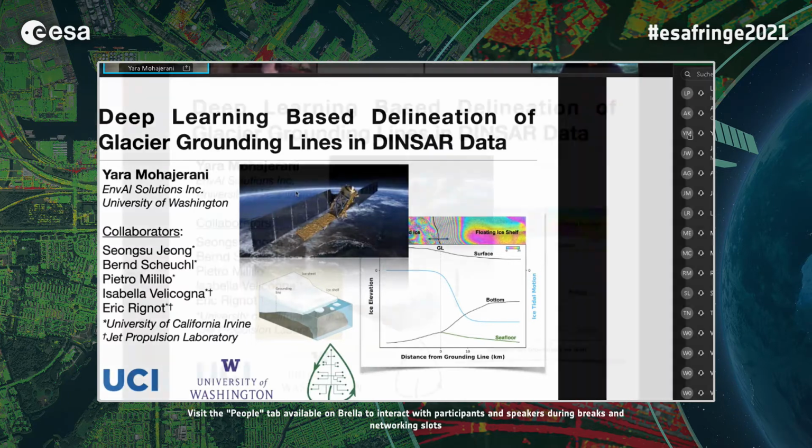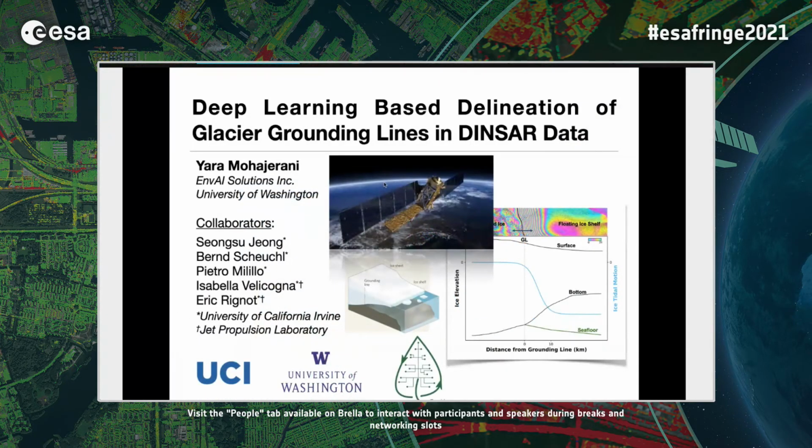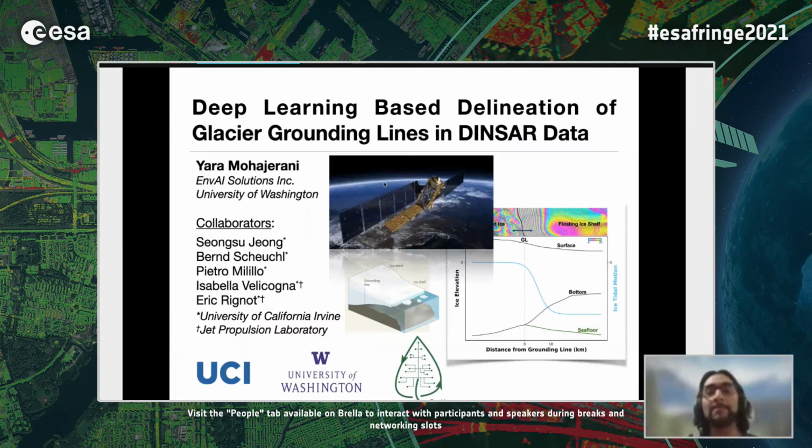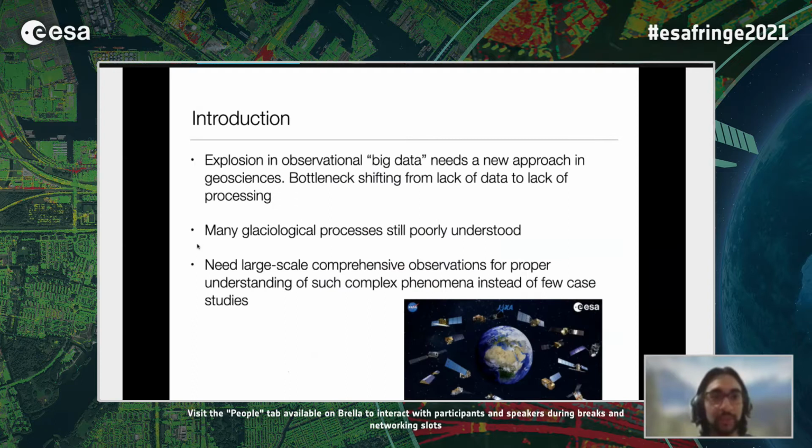So yeah, today I'm going to talk about deep learning and its applications in glaciology and grounding line delineation specifically. And I'd like to acknowledge my co-authors that are listed here at the University of California, Irvine and the Jet Propulsion Laboratory.